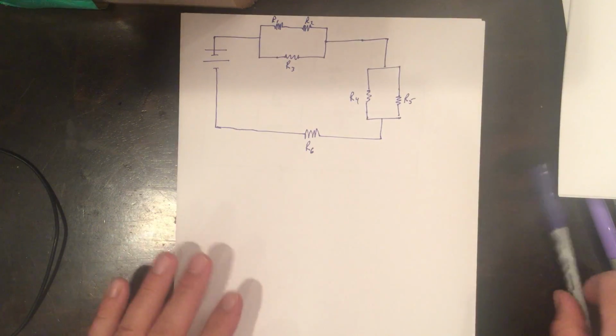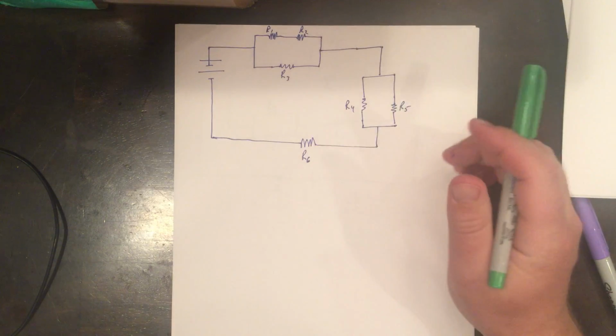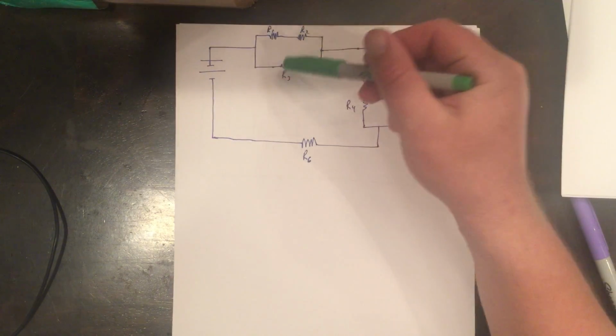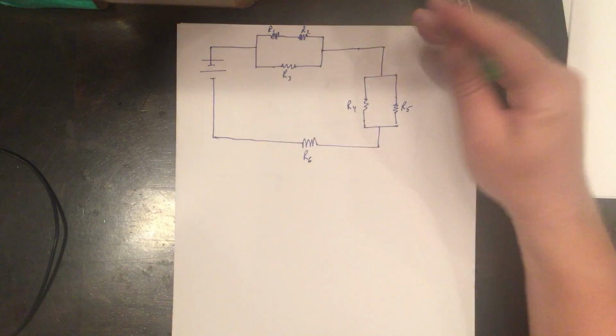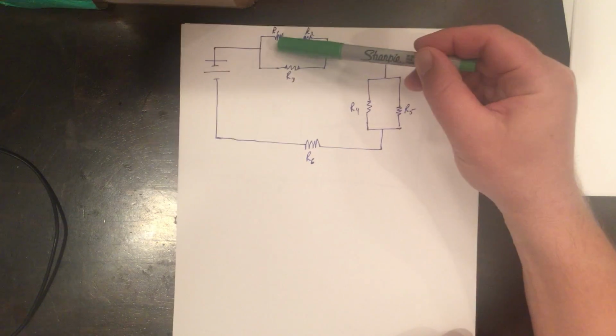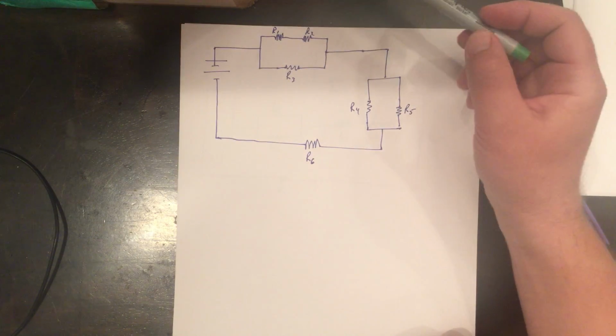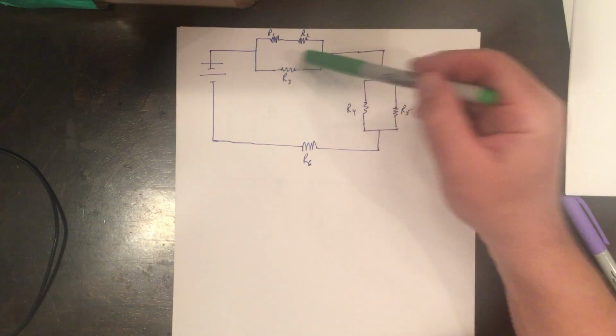So where do we start? Okay. First off, I'm not going to actually do any solving with numbers. So we just have R1, R2, R3, R4, R5, R6. First, we need to identify at least a little bit what's going on, right? Where's our series and where's our parallel? Series here, okay? And that's our simplest series. And then you can see that this and this are parallel.